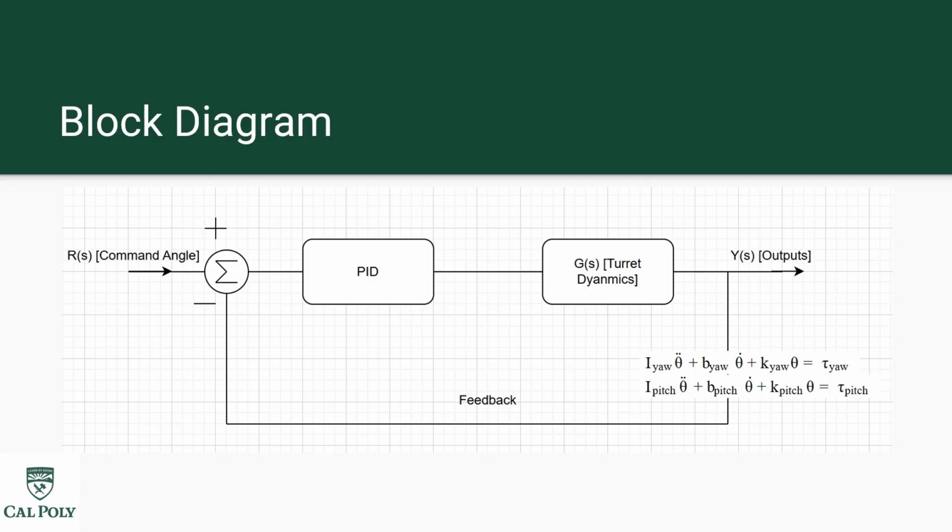The command angle, shown as R(s), enters the summing junction where it's compared to the measured angle coming from the feedback path. This difference forms the error signal, which is fed to the PID controller, which generates the actuator torque command and drives the turret. The G(s) block describes how the turret physically responds and rotates based on its inertia and damping. The output angle, Y(s), is then measured and fed back to continuously correct the motion.